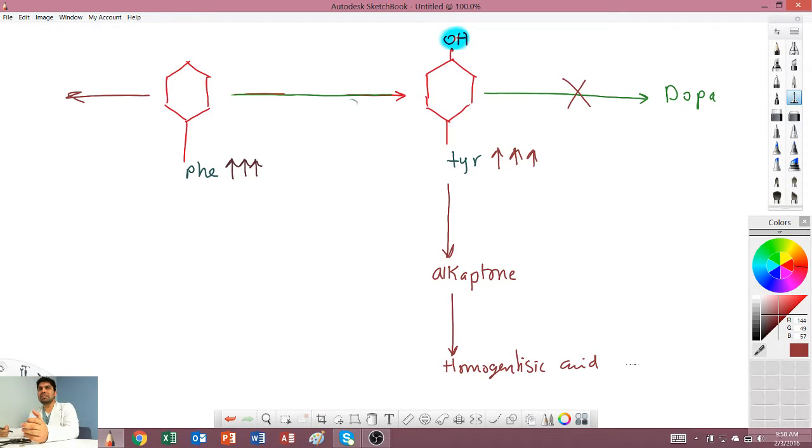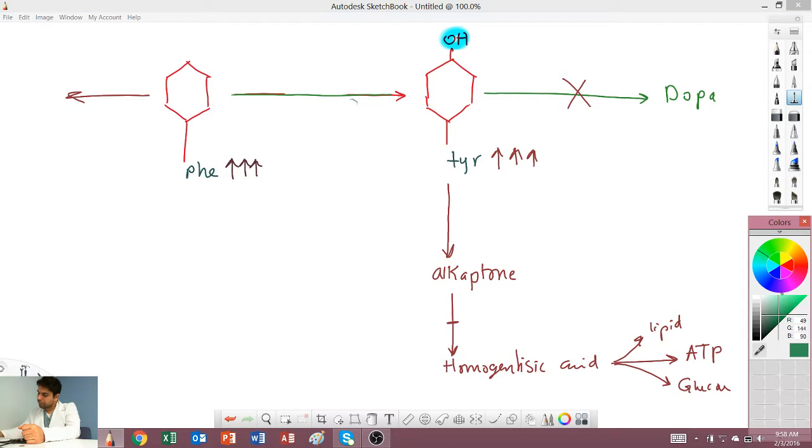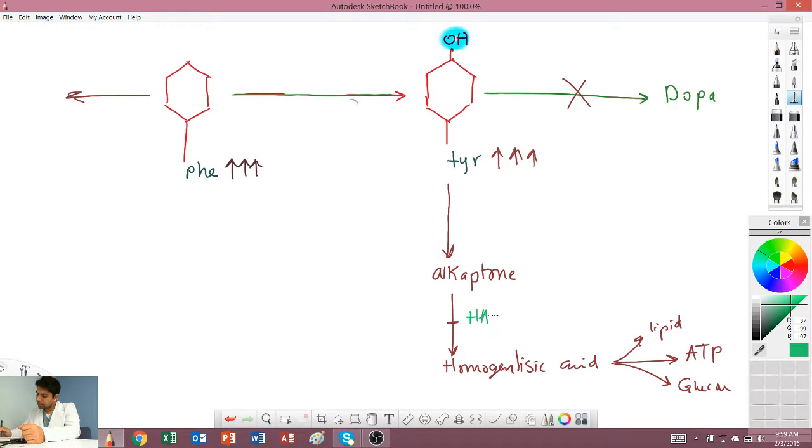Therefore tyrosine will never accumulate, because eventually it will be converted to pyruvate and acetyl-CoA and consumed in the TCA cycle. So no big deal. Homogentisic acid will eventually be used to produce ATP, glucose, or lipids. It would not accumulate because there's a pathway for it. Whereas for phenylalanine there were only two pathways: either become tyrosine or phenyl ketones. For tyrosine there are multiple pathways. One of them is important. The enzyme right here, I'll use green, is known as homogentisic acid oxidase.